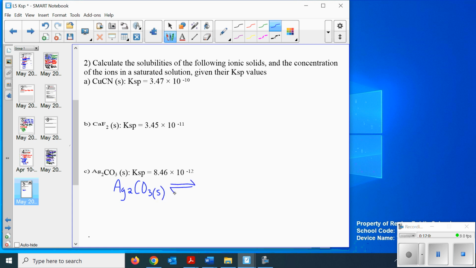Here's what I'm looking for. Don't deviate from this, because this is how you get full marks. I'm going to give a mark for the proper chemical equilibrium reaction. So this splits into 2 groups of silver, and it's aqueous on this side. These are all added to water. And 1 group of CO3 2 minus, aqueous.